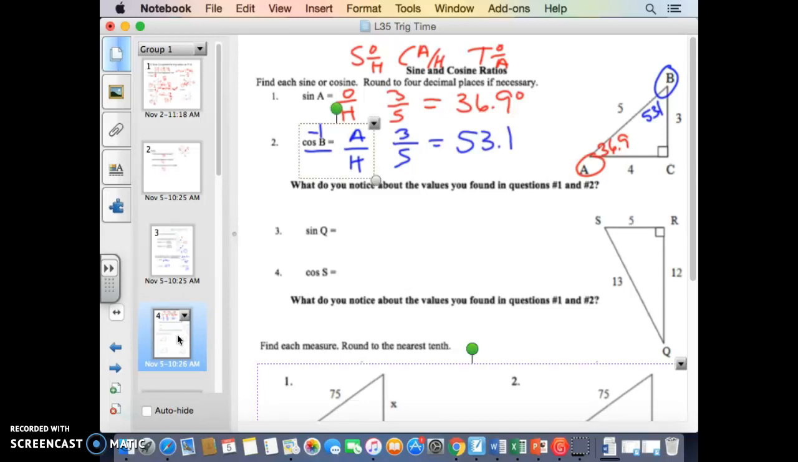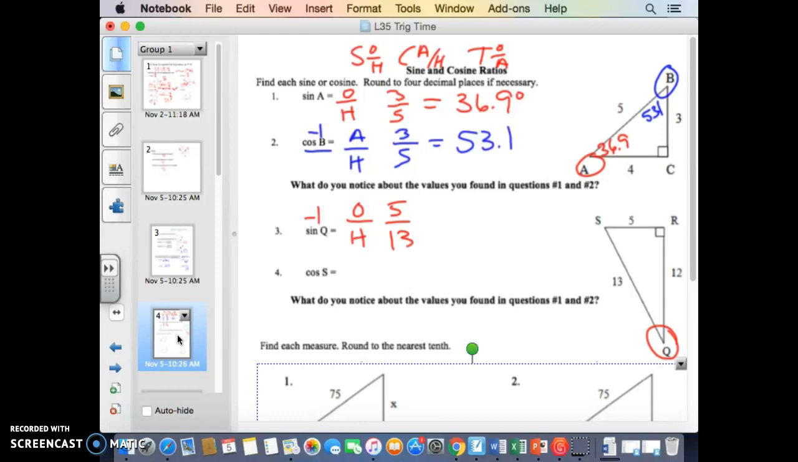So let's see, what do we notice? Let's look at sine of Q. Again, we're looking from Q, and we want sine. Sine is opposite over hypotenuse. So opposite Q is 5, and the hypotenuse is 13.